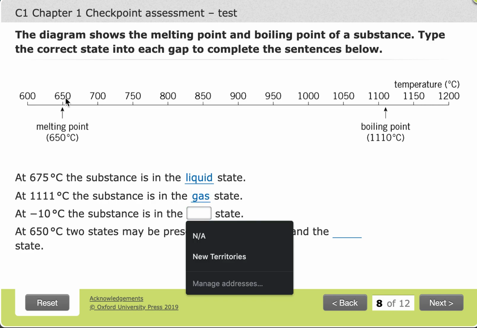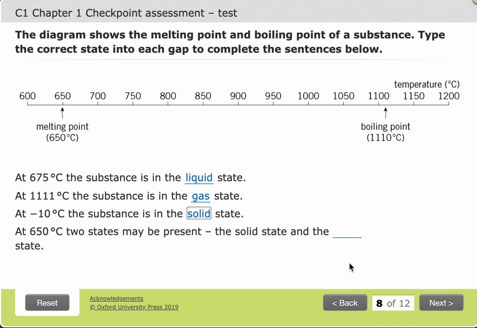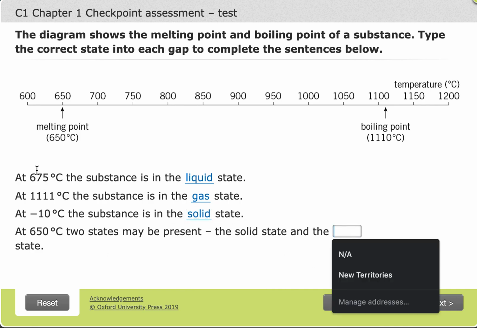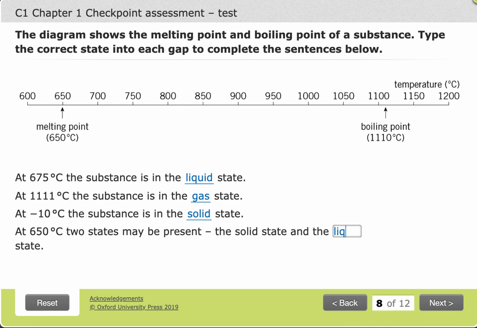At -10, we're way over to the left-hand side of the melting point, and so therefore we are in the solid state. And lastly, at 650 degrees, we can have two states present. Well, we're melting at that state, and so therefore melting would produce us a solid or a liquid.